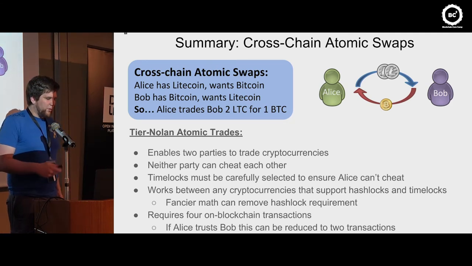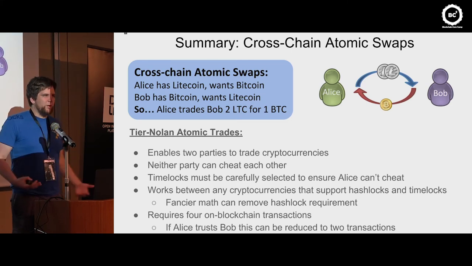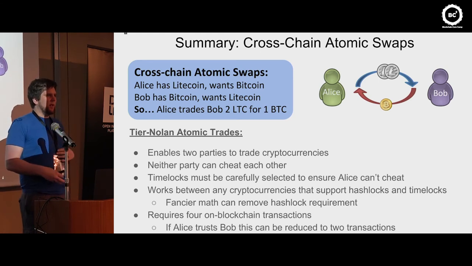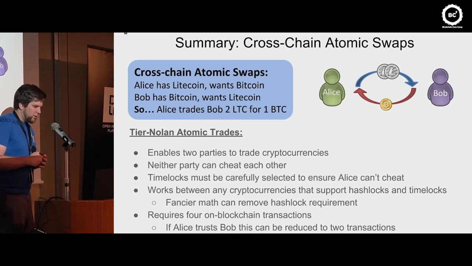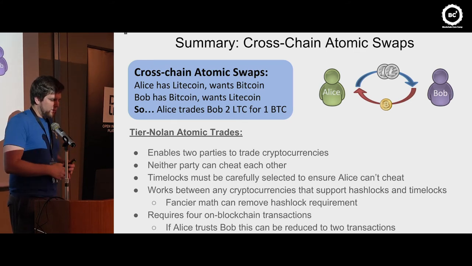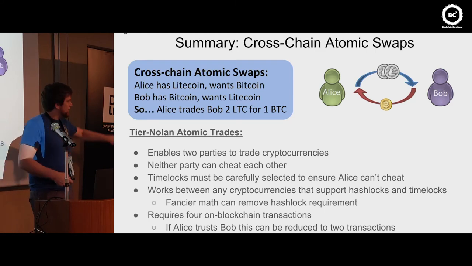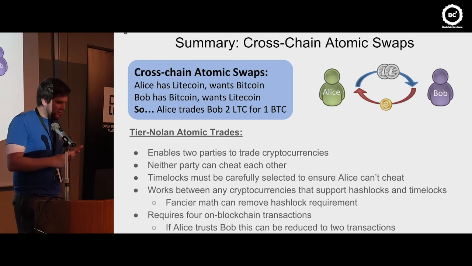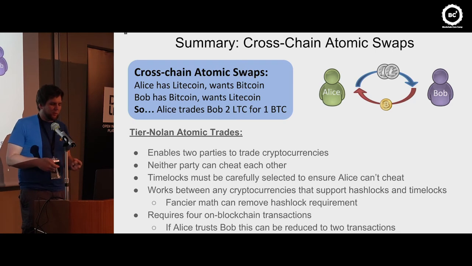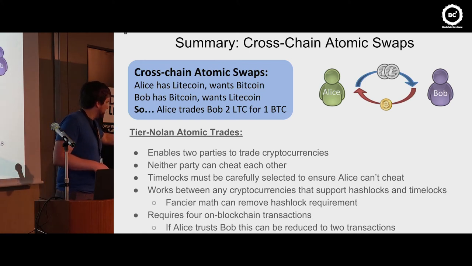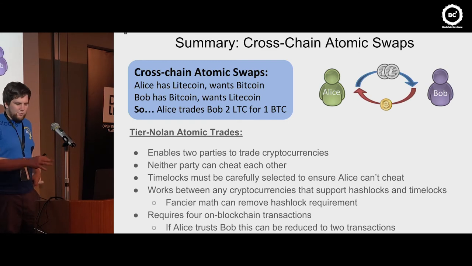As we talked about before the break, we've shown how to do cross-chain atomic swaps, allowing people to trade cryptocurrencies across chains without having to trust each other or trust a third party. We have to be careful when we design the time locks to ensure that parties can't cheat. And this works with any cryptocurrencies that support hash locks and time locks. Fancier math can remove the time lock requirement, or can remove the hash lock requirement, but the time lock requirement is harder to remove. And it requires four on-blockchain transactions, two in each chain.